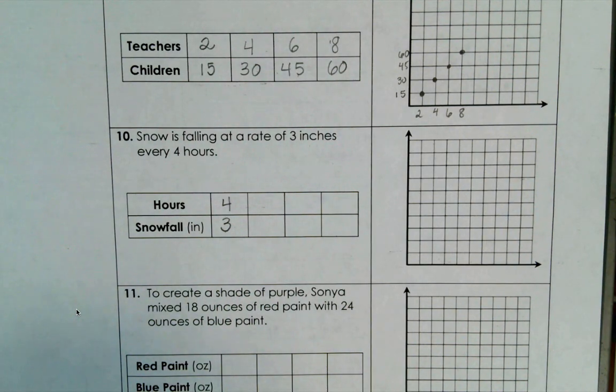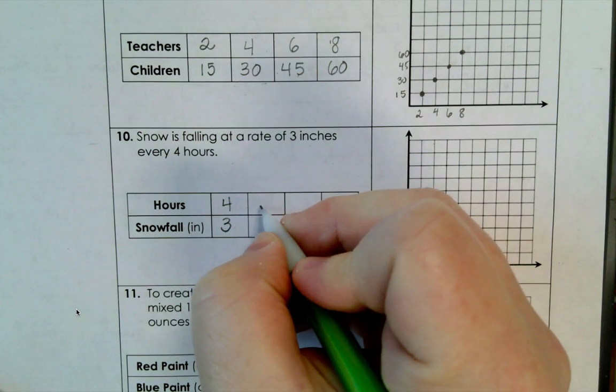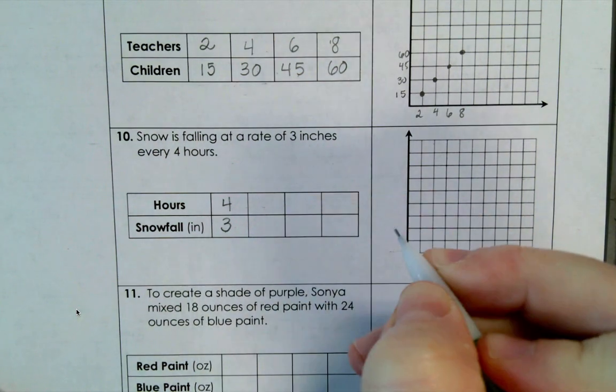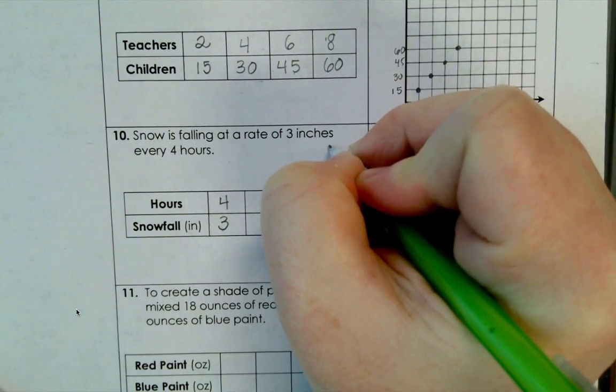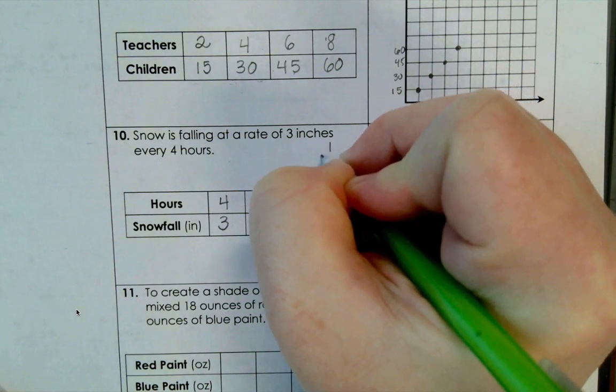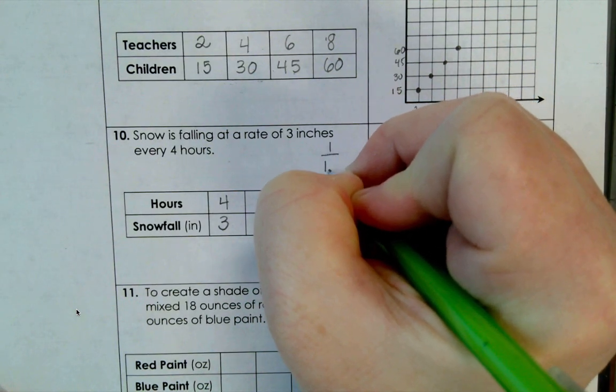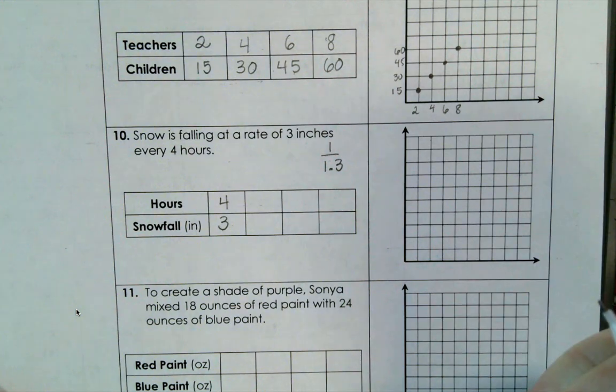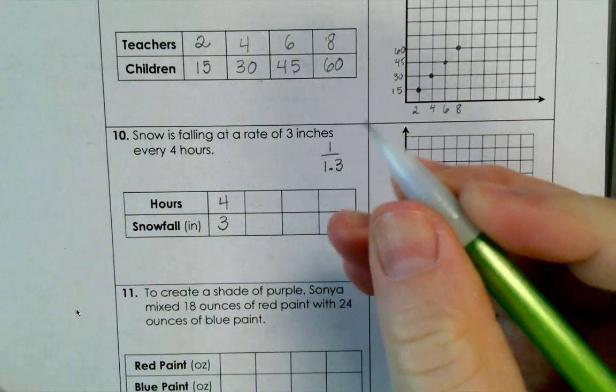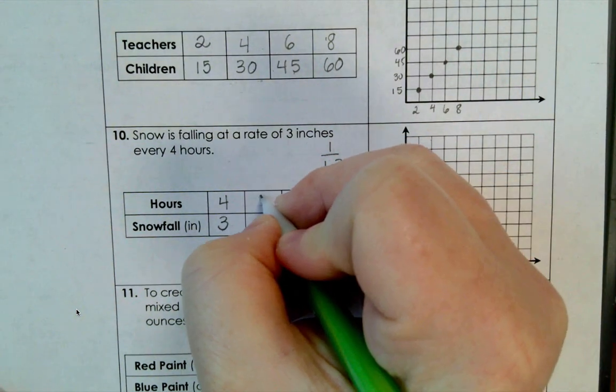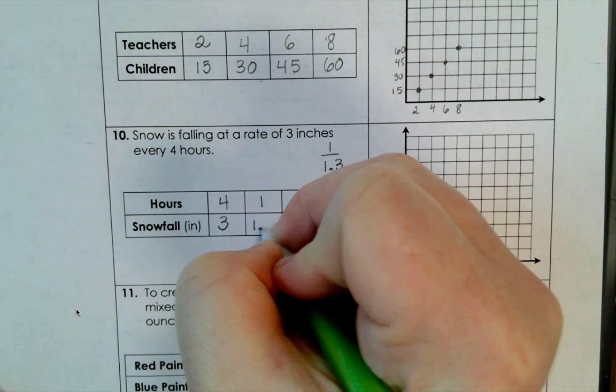So I want to find 4 divided by 3. So per hour, I get 1.3 inches of snow. So my unit rate is going to be 1 hour to 1.3. Okay, so let's say 1 hour, and I have 1.3.